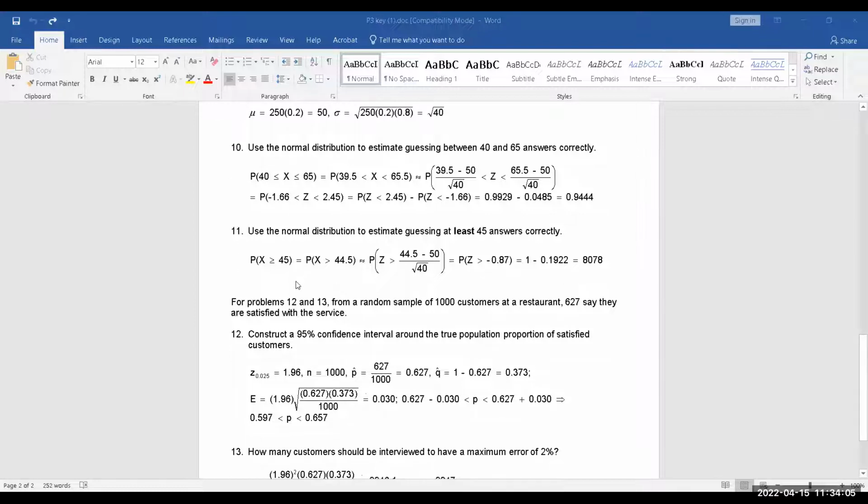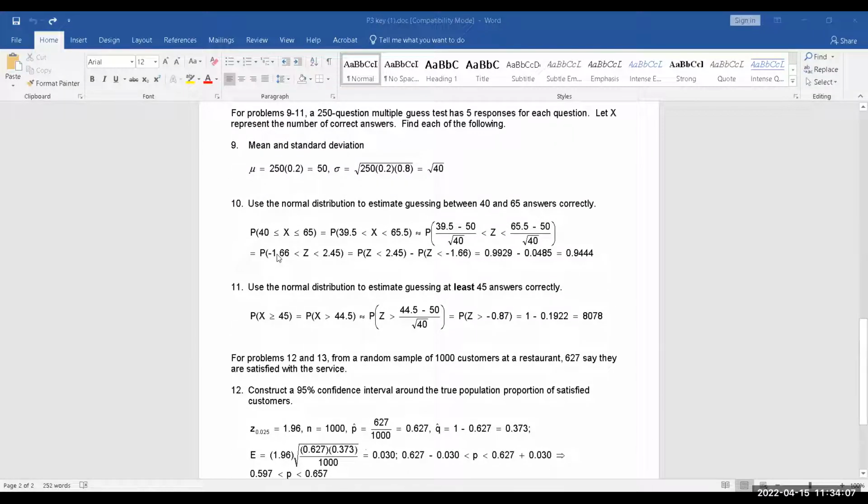Where do we get the 50 again, Professor? Where did we get what? 50 in the equation. Look at question 9. Okay, my apologies. There's 250 questions. You're going to get 1/5 of them right. So you're expecting, remember, it's also called expected value, you're expecting to get 50.